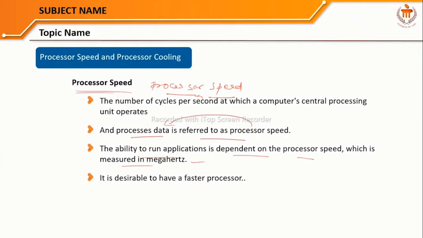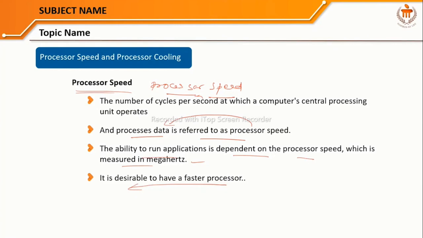What is the meaning of server down? We have already heard about server down. It means the processor is not running at a proper speed, so it is not able to handle multiple users and all. So what is desirable? We desire a faster processor.